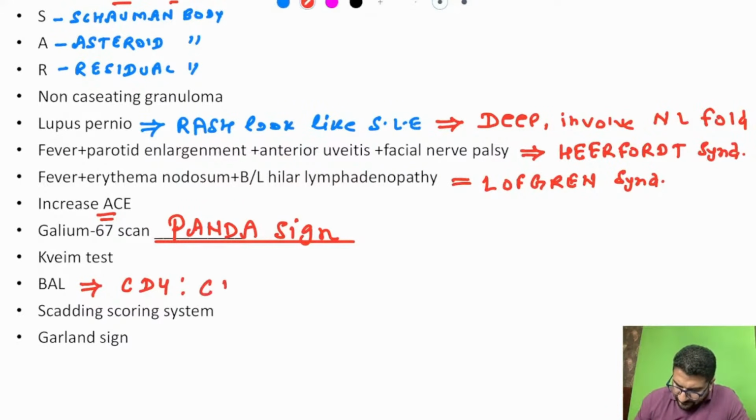You will find the CD4 to CD8 ratio, and this ratio value you will see is increased. देखो HIV में ये रेशियो कम होता है, यहाँ पर बढ़ रहा है. Then we can have a scoring system based on X-ray. Scoring system का नाम होता है Scadding scoring system.